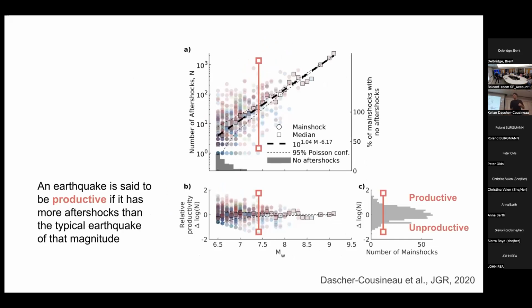For the remainder of this talk, I'll be investigating particularly the scatter around this productivity law, shown here by the relative productivity. I'm going to be using the word productive a lot, and if I say an earthquake is productive, I mean that it has more aftershocks compared to a typical earthquake of that magnitude.